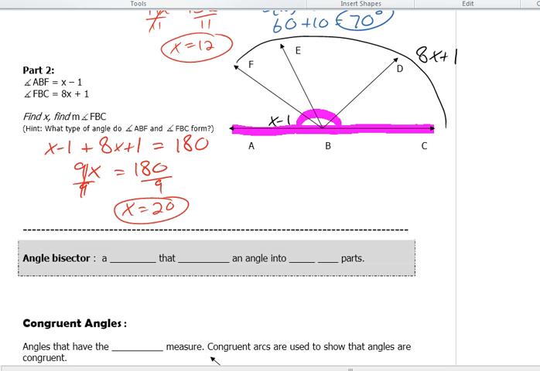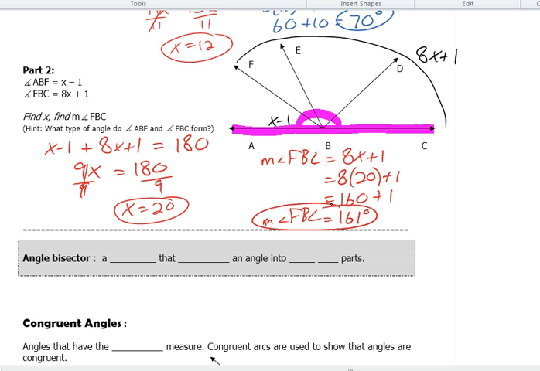Now we can go ahead and find FBC. The measure of angle FBC was equal to 8x plus 1, so we'll just go ahead and plug in 20. That's 160 plus 1, 161 degrees. Okay, so not too bad at all.